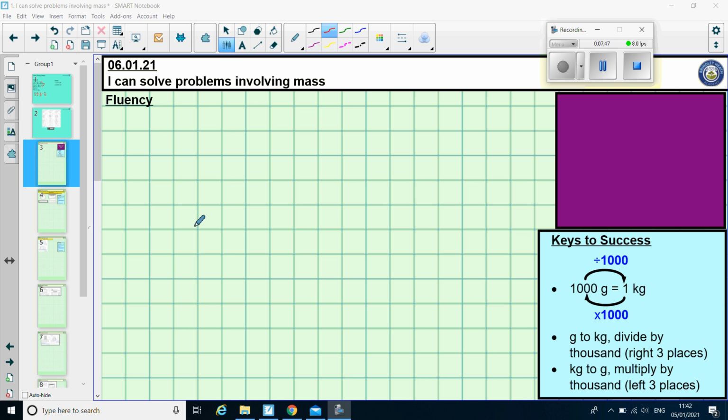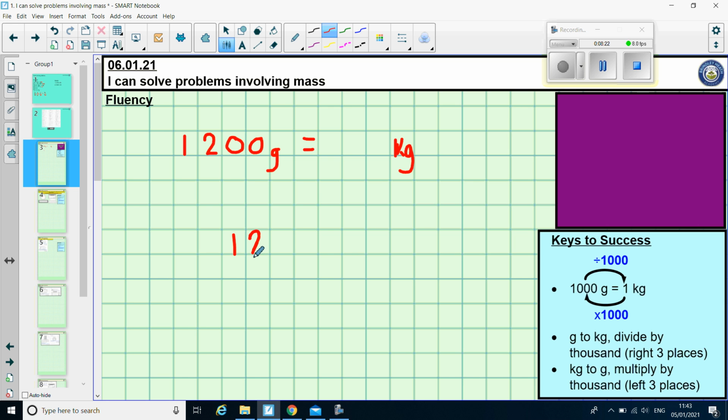So first of all, I'm going to say 1,200 grams. I've been given something in grams, but now I want to convert it to kilograms. So what does 1,200 grams equal in kilograms? I need to divide by 1,000 and move the digits 3 places to the right.